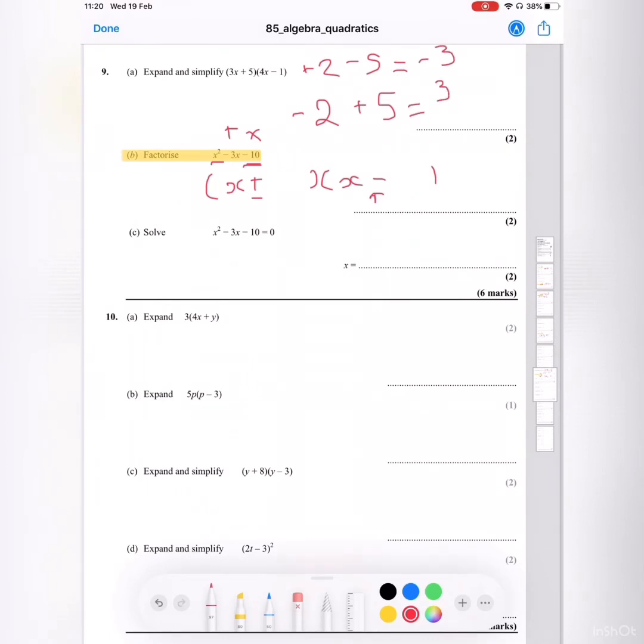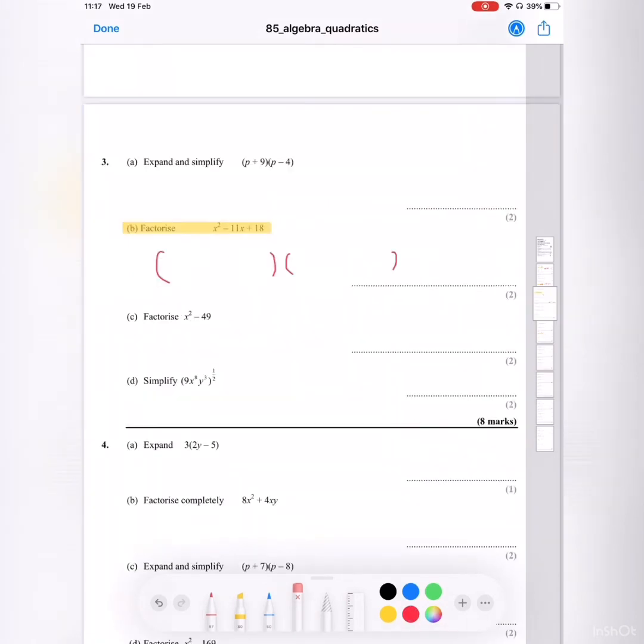We know we have to have minus 3, so it must be this option here. So our 2 goes there and our 5 goes there. Again, double brackets because there's nothing common between these 3 terms.